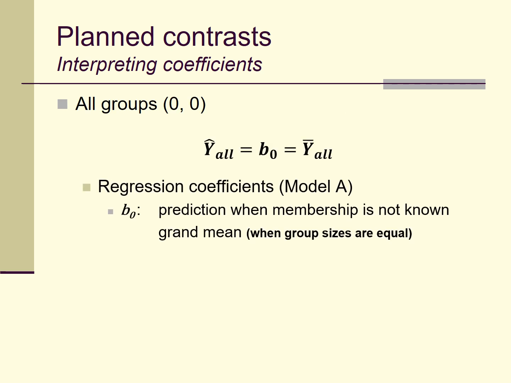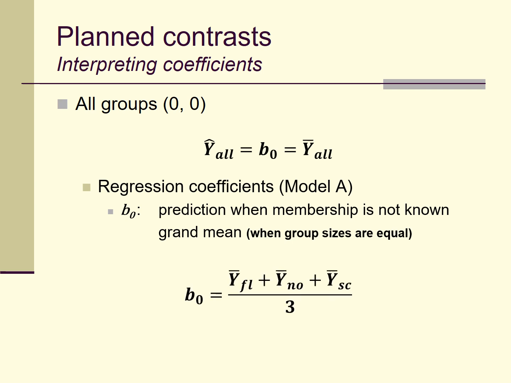So again, just to repeat myself a little bit, b sub 0 is the prediction that the model makes when group membership is not known. Equivalently, it's the grand mean across all participants regardless of group.